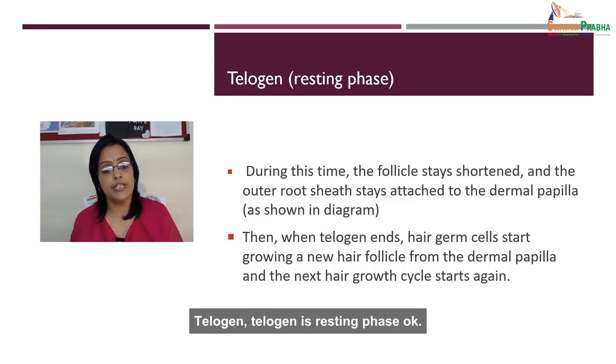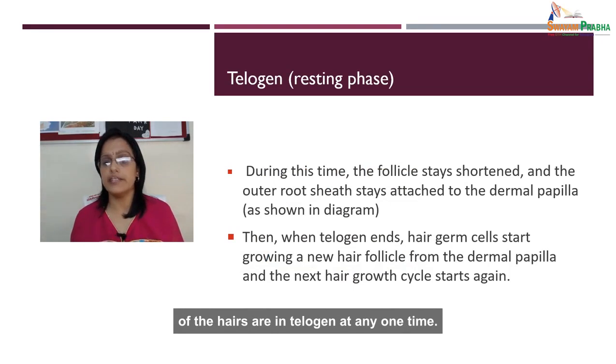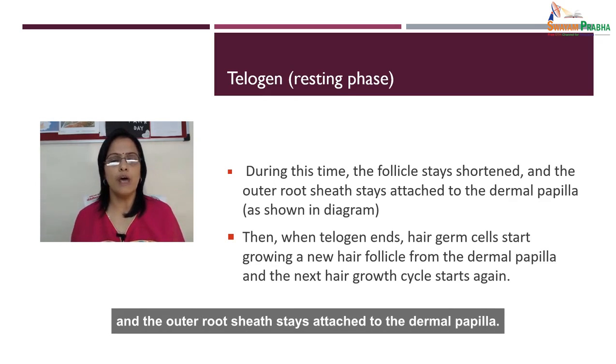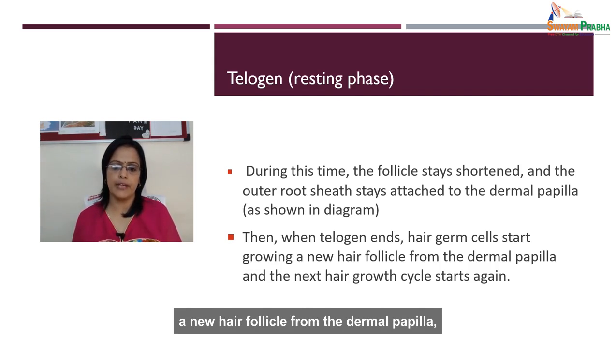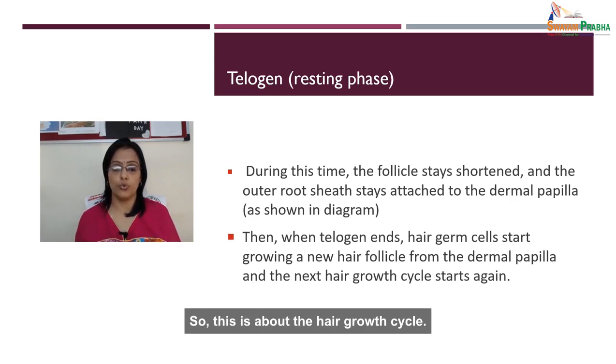Telogen is the resting phase, and it lasts 3 to 4 months. About 10% of the hairs are in telogen at any one time. During this time, the follicle stays shortened and the outer root sheath stays attached to the dermal papilla. When telogen ends, the hair germ cells start growing a new hair follicle from the dermal papilla, and the next hair growth cycle starts again. So this is about the hair growth cycle.